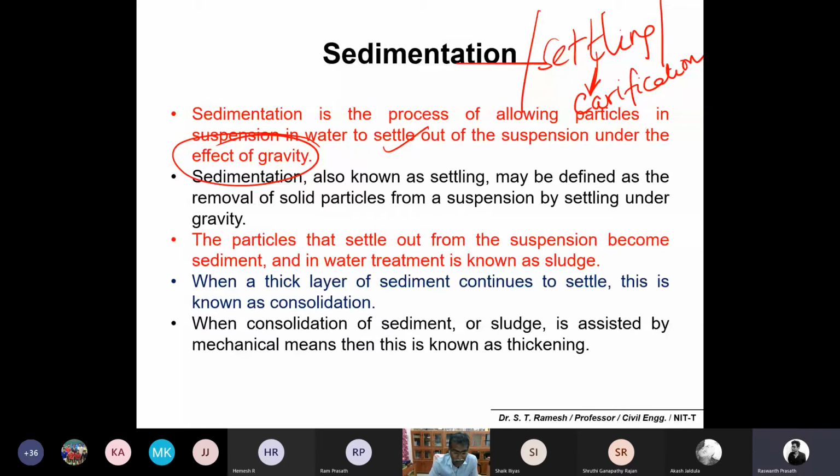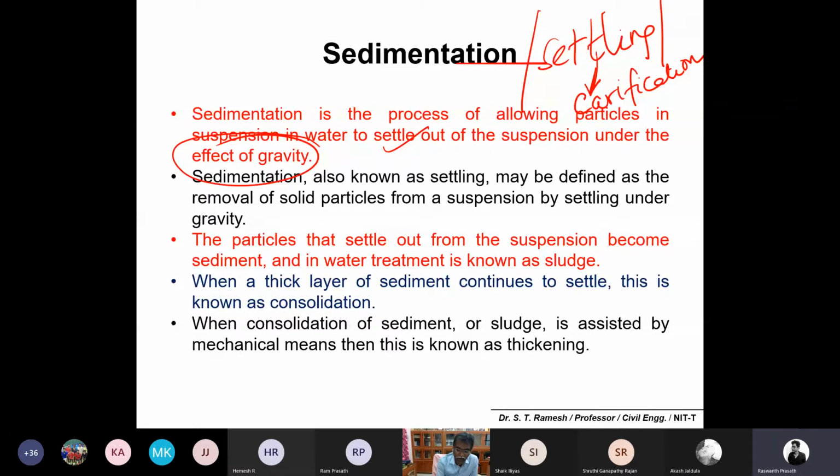Yes, sir. Very simple. Separation of solids by the simple action of gravity. Sedimentation is also known as settling. That's what I told you. Settling may be defined as the removal of particles from a suspension by settling under gravity.